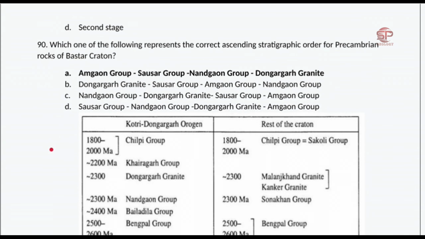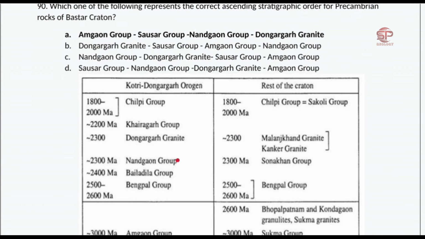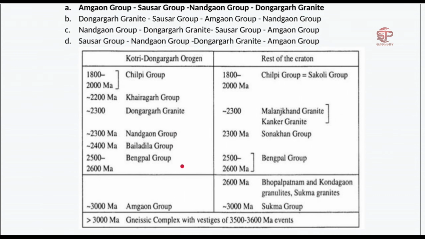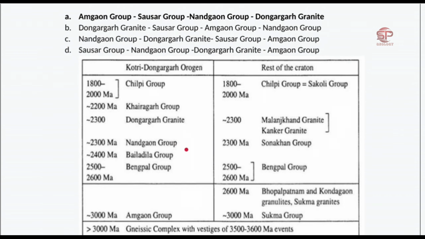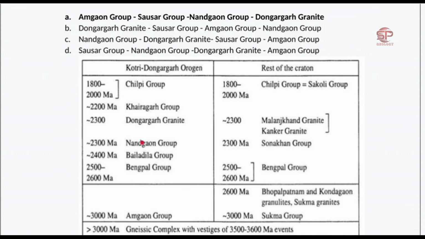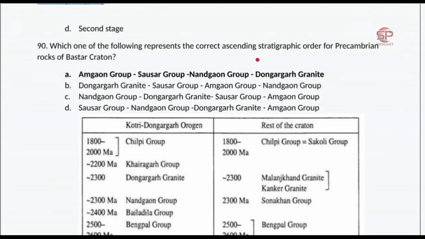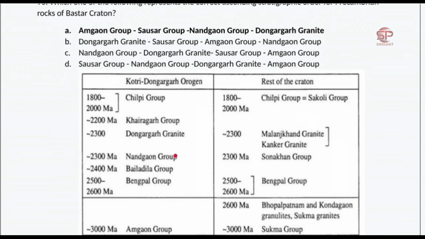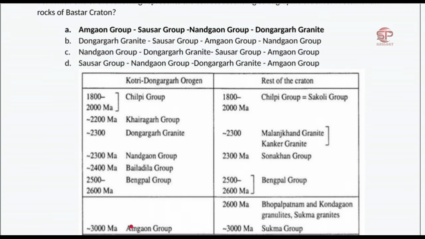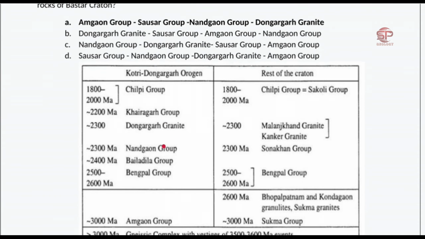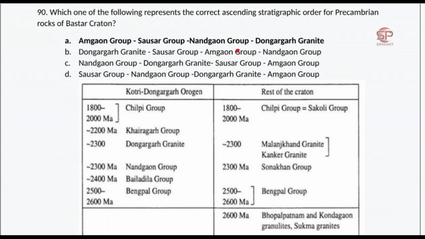Which one of the following represents the current ascending stratigraphic order of Precambrian rocks of Assam? This question is also slightly wrong, but according to the Ramakrishnan and Vaidyanathan book, the Bastar pattern succession gives the sequence. It is given in ascending order, that means from younger to older. So it should be Dongargad, Nandgaon, Amgaon. But there is no such sequence in the options.